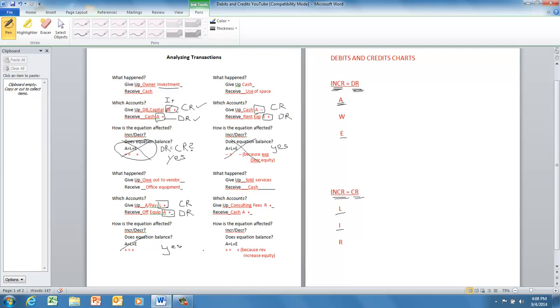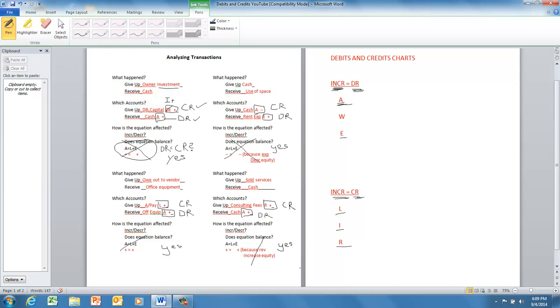Okay, here we have where we sold services for cash. So I have an increase in an asset and an increase in revenue. So I take a look. I have an asset. Is that an increase? Yes. So I'm going to debit that. And we have an increase in revenue. I look up revenue, increase, yes. So I'm going to credit that. I have one debit and one credit. So I can say, yes, my debits equal my credits.